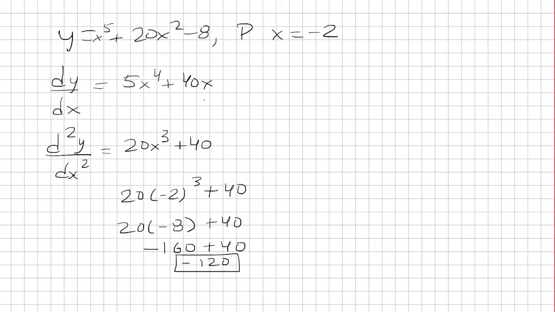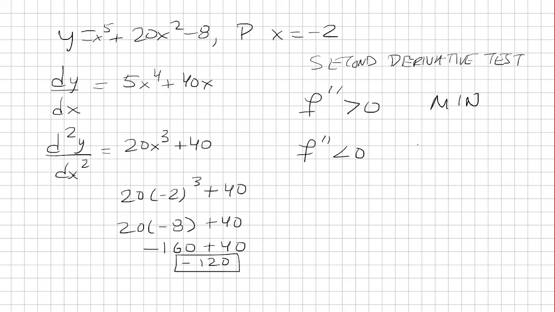Now we want to see whether P is a maximum point or a minimum point. For this, we're going to use the second derivative test. Now recall the second derivative test is for the critical point, but here, the critical point is not x equals -2. So we're going to use this logic though. The second derivative test says if the second derivative is positive, you have a minimum. If the second derivative is negative, you have a maximum. Here we found the second derivative was negative, and so we say that this is a maximum point.